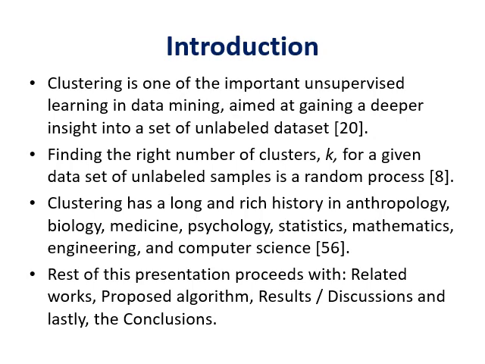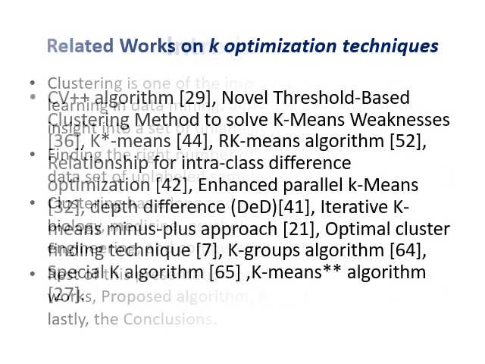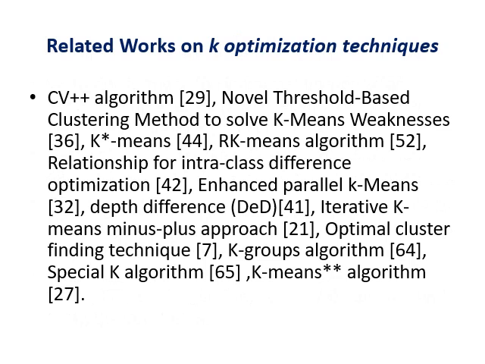So related works on K optimization techniques. So what do we mean? This is what we mean. Since the invention of the K-means clustering algorithm, it was noticed that selecting the value of K is a problem, and researchers have been solving this problem. These are some of the techniques that researchers have come up with to solve that problem of selecting K in K-means.